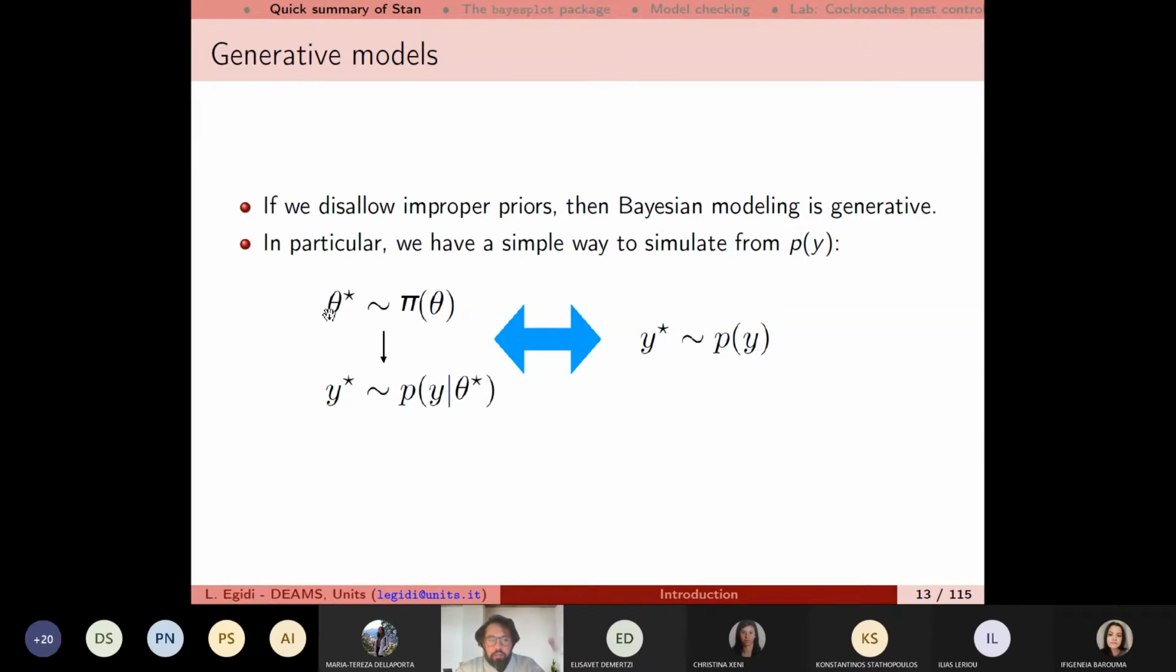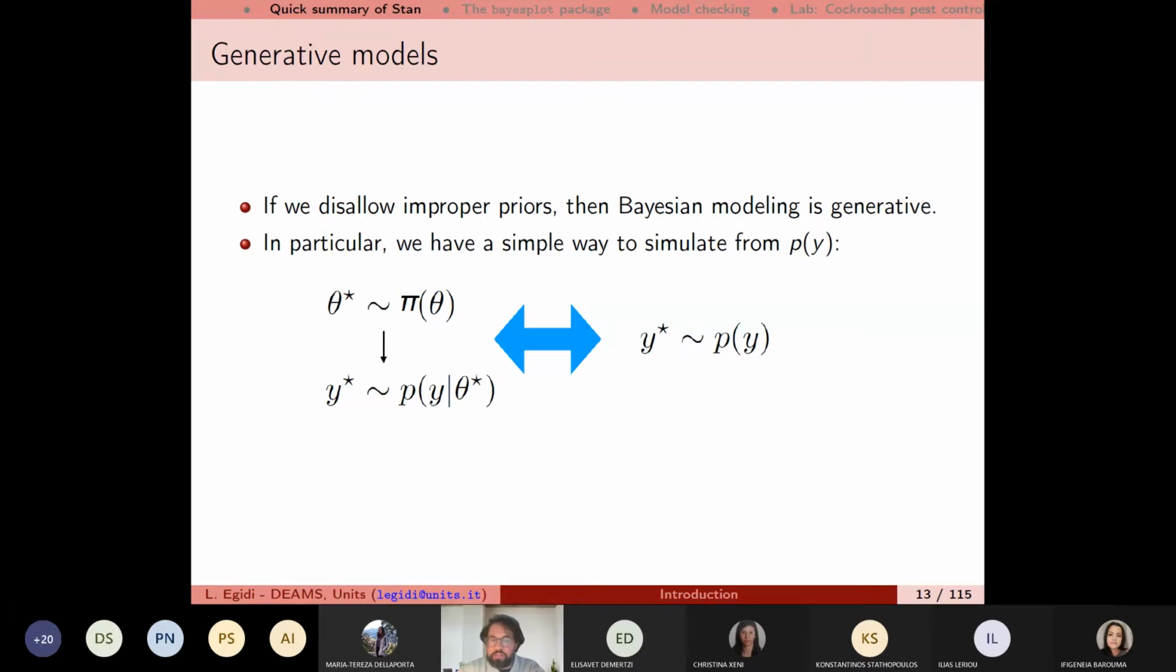If you think we need to make a sort of two-step process in which we generate first a theta star from my prior distribution, and then I sample a y star from my likelihood conditional on the sample of theta that I already generated. This is basically equivalent to generating directly from my marginal likelihood. And this is basically what is called a generative model. So my prior values here should be, in some sense, realistic values.